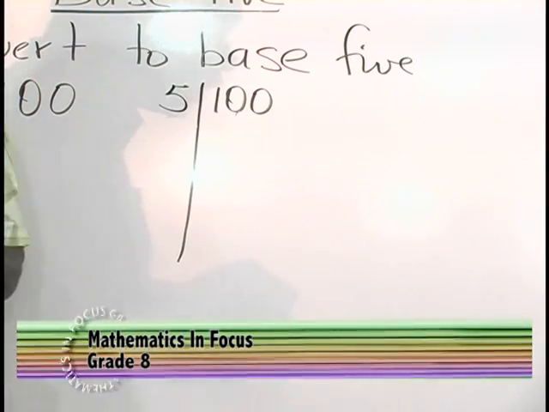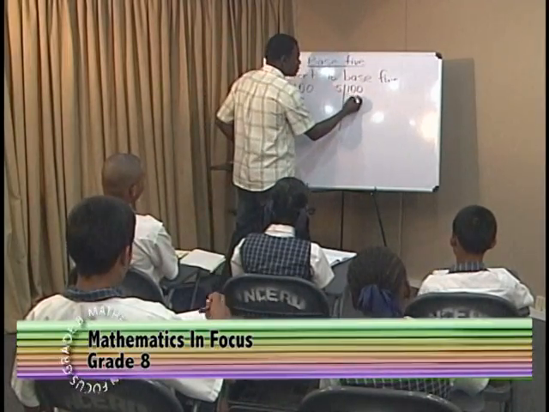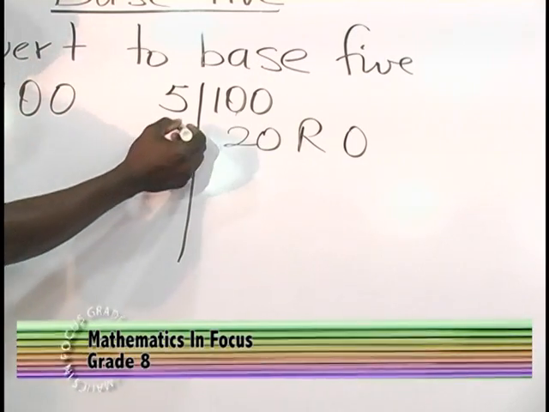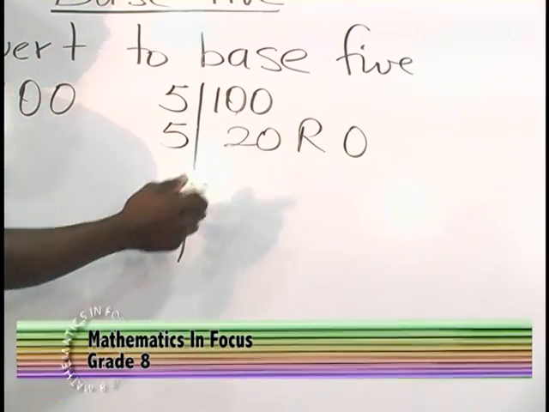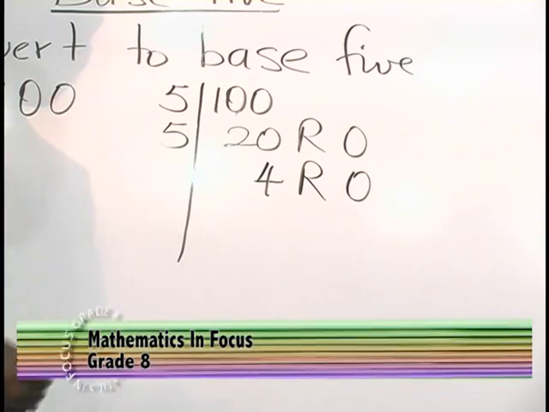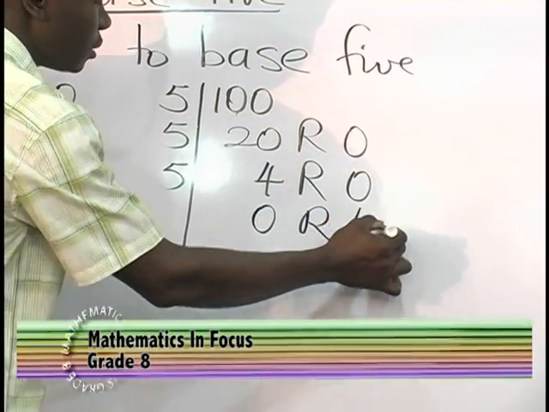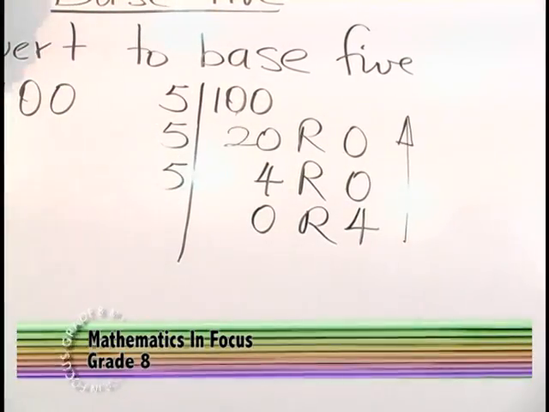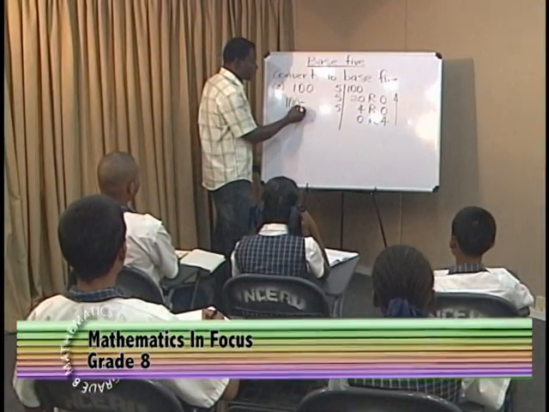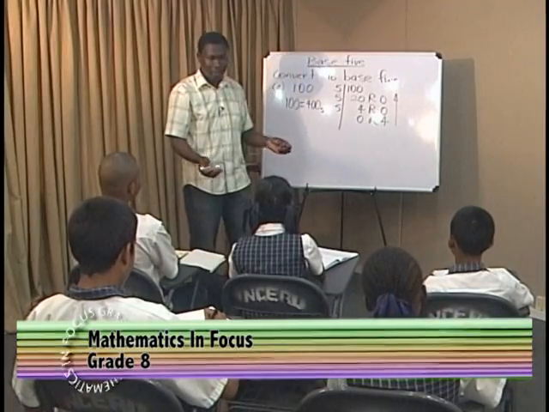Let us see our 5 times table. 5 into 100 is what? Good. 5 into 100 is 20, and remainder 0. 5 20s are 100. Then we go again. Remember, we divide until we get 0. 5 into 20: 5 4s are 20 and no remainder, but we still have something there, so we divide again. We say 5 into 4, 0, and we have remainder 4, and our answer is read going upwards. So we can say that 100 in base 10 is equal to 400 base 5.